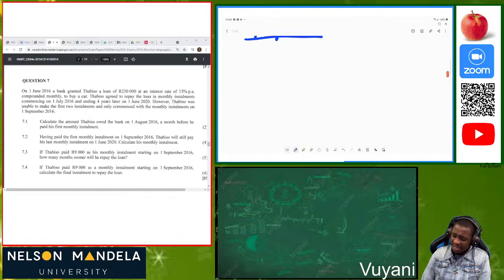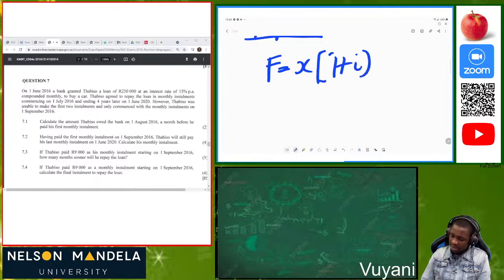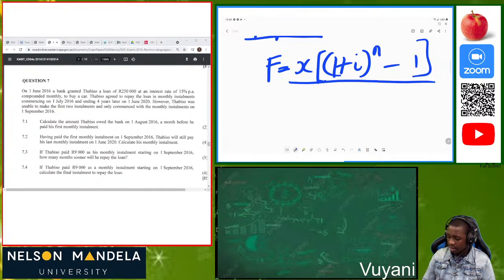So the formula of that is F, which represents the future amount, is equal to x, which means the payment you make, times (1 plus the interest rate) to the power n minus 1, all divided by i. Always know that n and i still represent the same thing. n is representing the period, i is representing the interest rate.